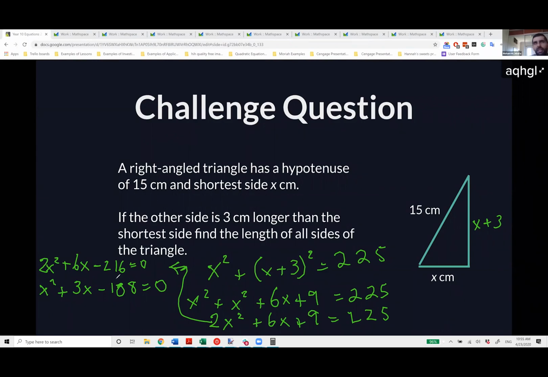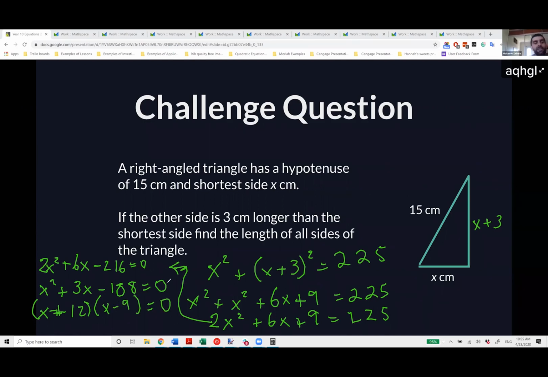And which one's going to be negative? To work out which one, we need them to add to 3, so we want the higher number to be positive. So it's x plus 12, x minus 9. So we got x plus 12, x minus 9 equals 0.